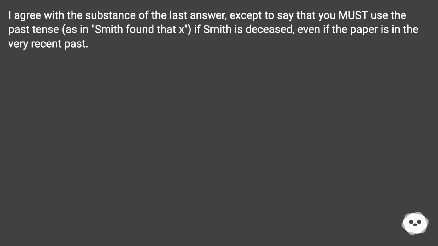I agree with the substance of the last answer, except to say that you must use the past tense, as in "Smith found that X," if Smith is deceased, even if the paper is in the very recent past.